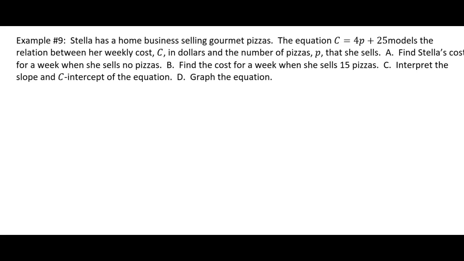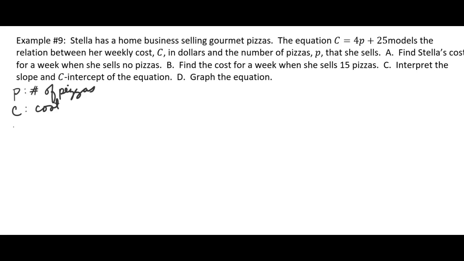Stella has a home business selling gourmet pizzas. The equation C equals 4P plus 25 models the relation between her weekly cost C in dollars and the number of pizzas P that she sells. So P is the number of pizzas sold, and C is her cost for the week. Part A: find Stella's cost for a week when she sells no pizzas.